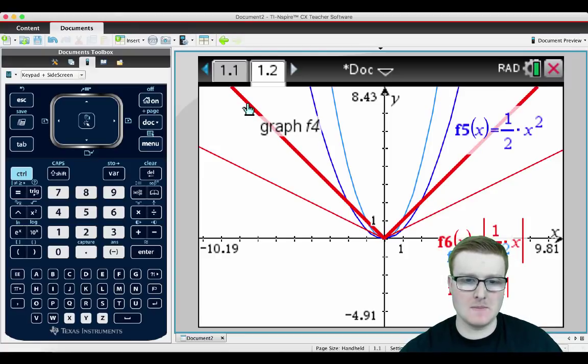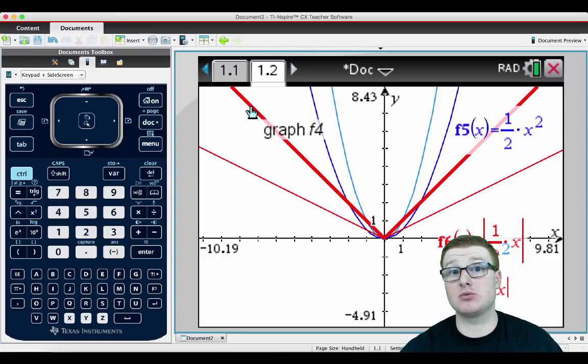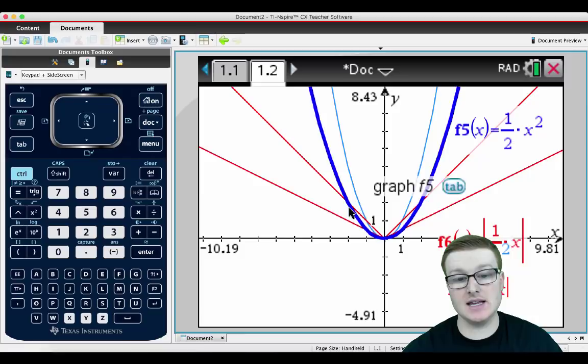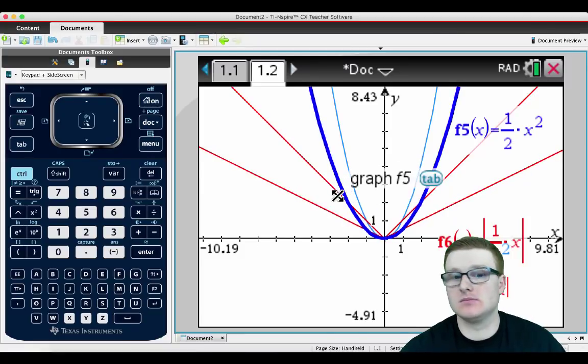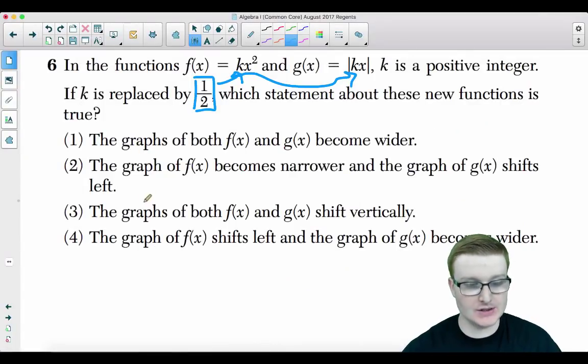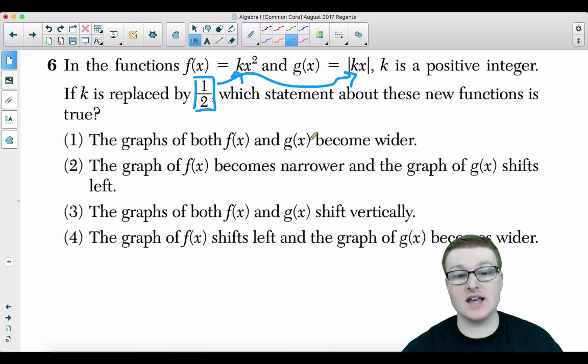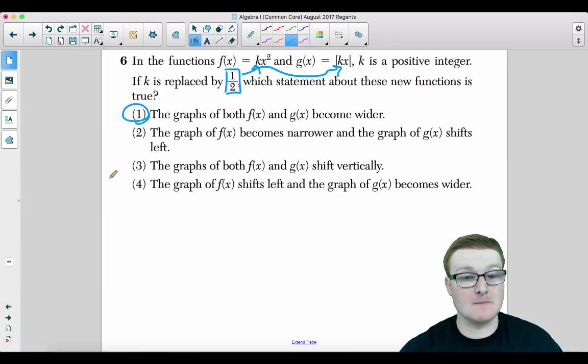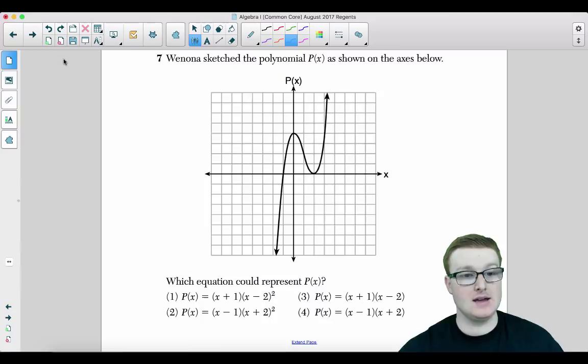Okay, so this graph is the pre-image of this. So as you can see, these graphs are getting wider. They're not shifting up or down, left or right on the graph. They're just getting wider. So your answer is choice 1. The graphs, both of f of x and g of x, become wider. Easy enough. That's the best thing to do. Graph it, see what it looks like. That's choice 1.